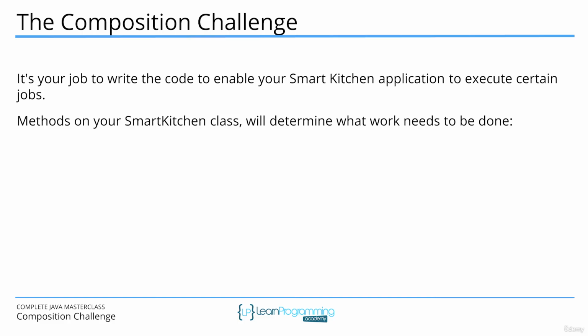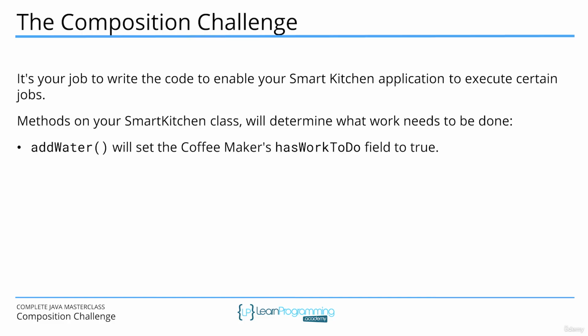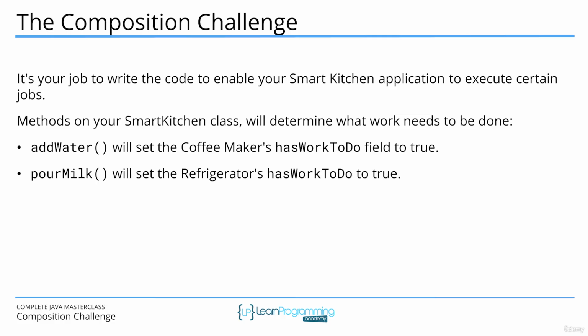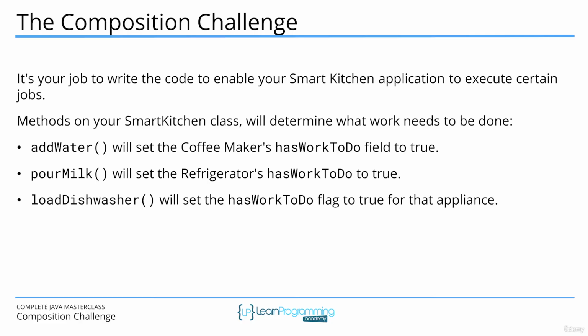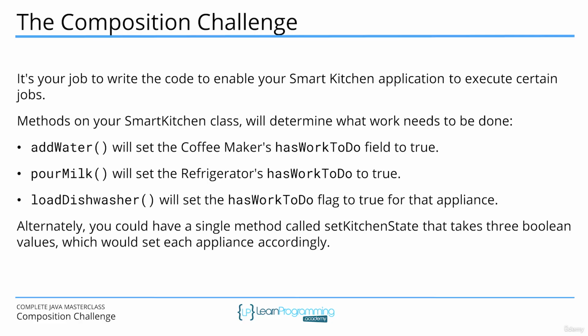Methods on your Smart Kitchen class will determine what work needs to be done. Add water will set the coffee maker's has work to do field to true. Pour milk will also set the refrigerator's has work to do to true. And finally, load dishwasher will set the has work to do flag to true for that appliance. Alternately, you could have a single method called setKitchenState that takes 3 Boolean values, which would set each appliance accordingly.